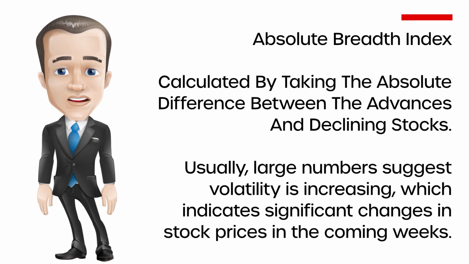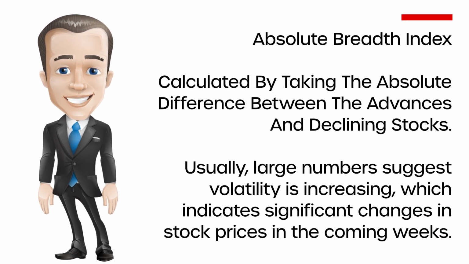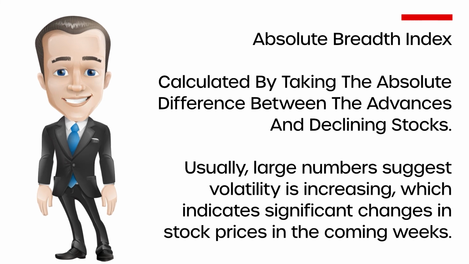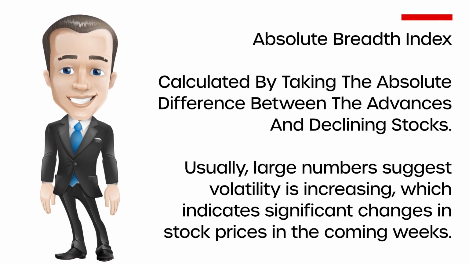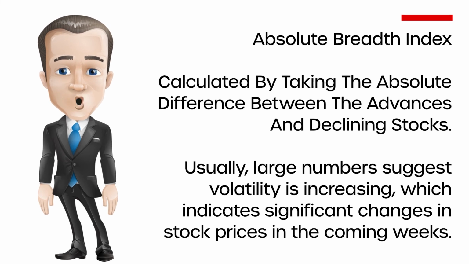Number 9, Absolute Breadth Index. This is a breadth indicator which is calculated by taking the absolute difference between the advancing and declining stocks. Usually large numbers suggest volatility is increasing, which indicates significant changes in stock prices in the coming weeks.